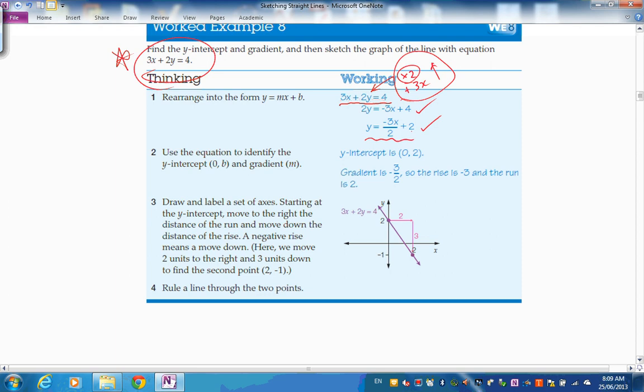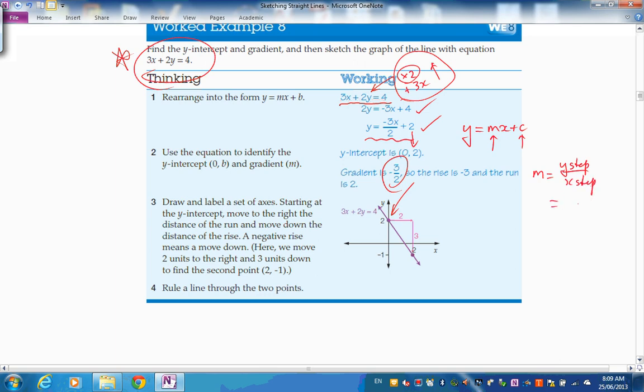What can we say? Well, there we can say the y-intercept is 2. It's now by itself in mx plus c form. So when you get it in this form, we have immediate access to the y-intercept and the slope. So we'll go there, we'll plot that point, and then the gradient or slope is negative 3 over 2. So let's have a look at that. That's the y step over the x step.